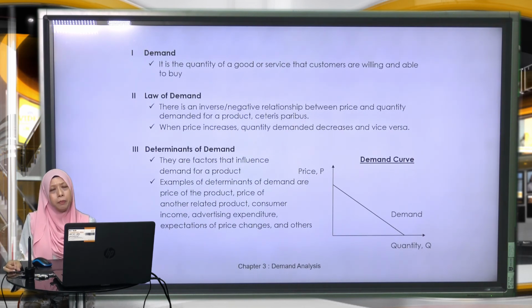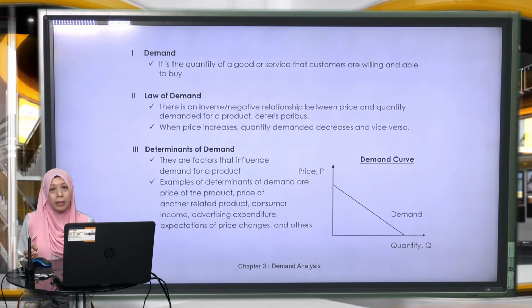Now, there is one important theory in demand that tries to relate price and quantity demanded. We call it the law of demand. Basically, the law of demand says that there is always an inverse or negative relationship between price and quantity demanded, ceteris paribus. That means holding other factors constant. So if you are only focusing on price and quantity demanded for a product, holding other factors constant, you're going to see there is always a negative relationship between price and quantity demanded.